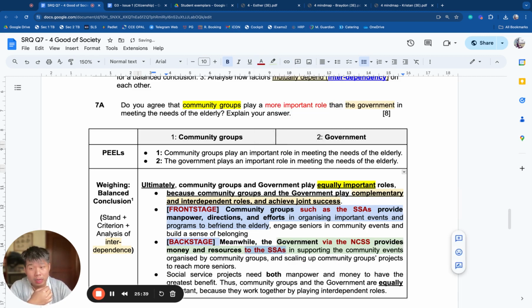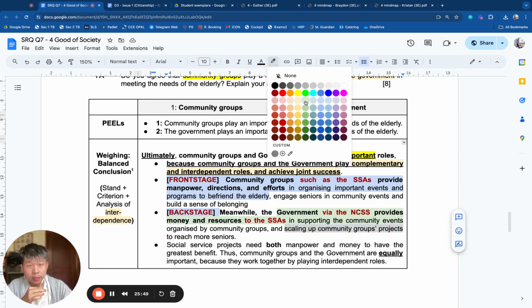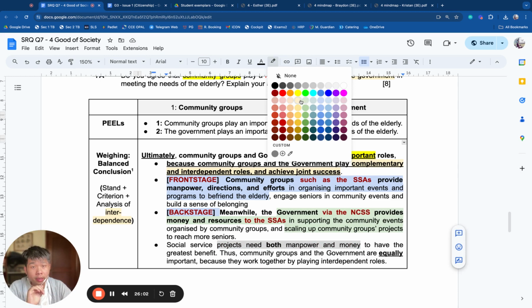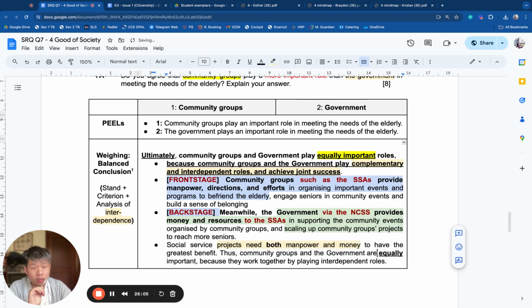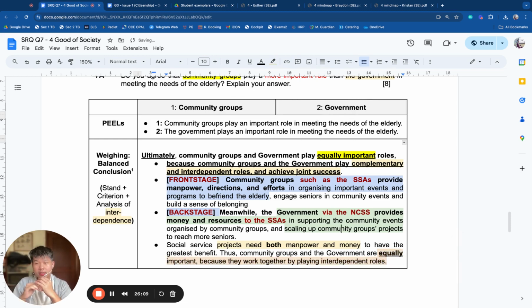So you have, from our examples, a clear sign of the interdependence of how they work together to scale up the community groups' projects. So together, they have greater impact. The whole is greater than the sum of its parts. The interaction of the two factors leads to a higher impact. And because these projects require both manpower and money, they are equally important as they play interdependent roles.